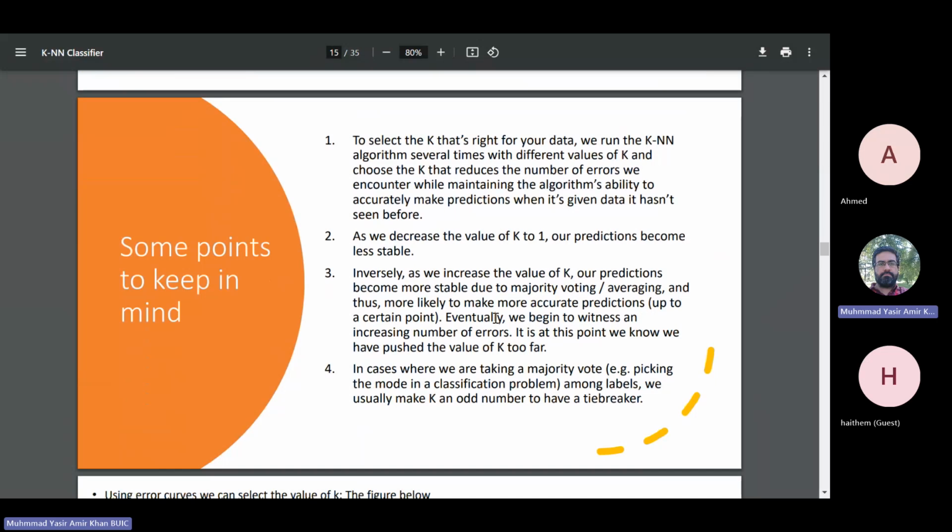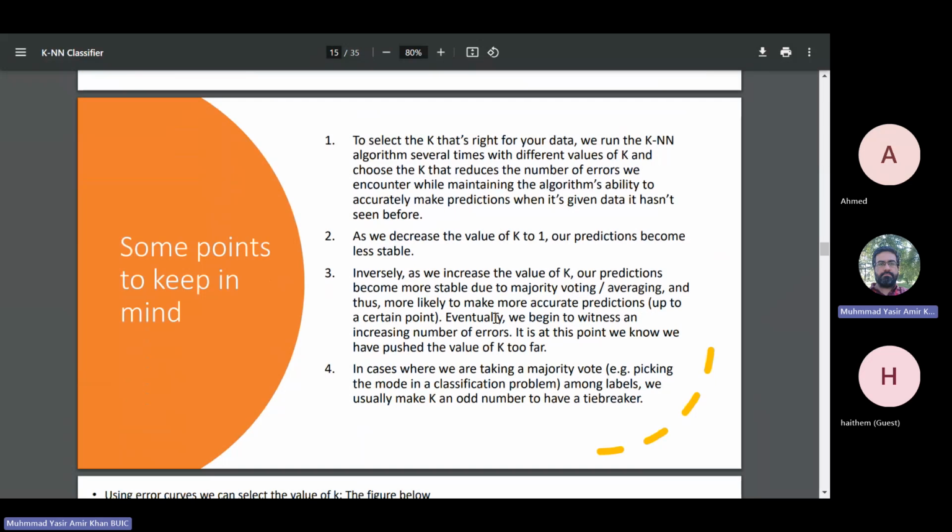The important points: to select the k that's right for your data, we run the KNN algorithm several times with different values of k and choose the k that reduces the number of errors encountered while maintaining the algorithm's ability to accurately make predictions when it's given data it hasn't seen before. So k is chosen by taking different values of k, running the algorithm several times and checking when it gives the least amount of errors. That value of k is adopted as the number of neighbors.